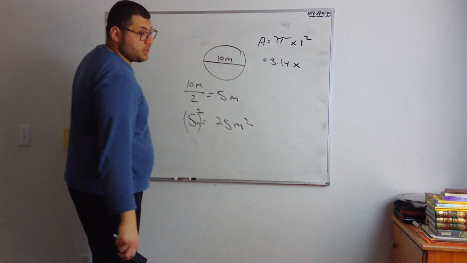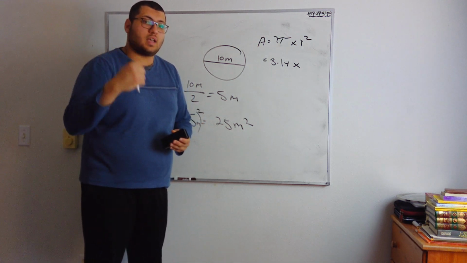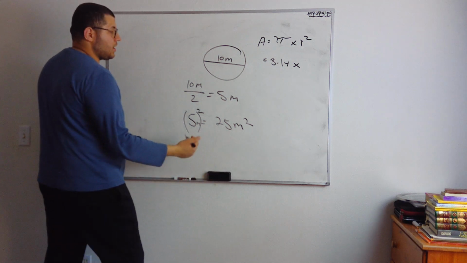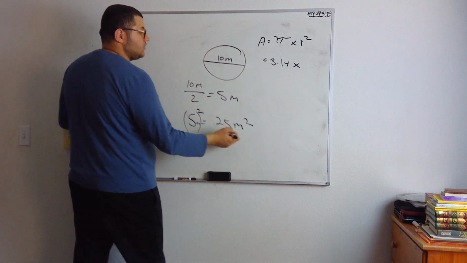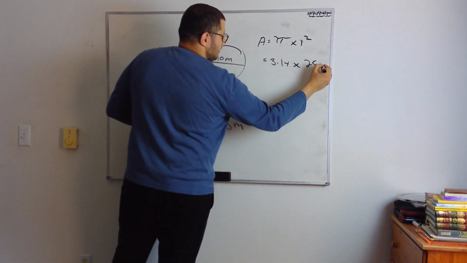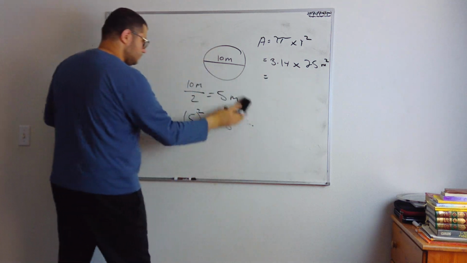Remember we said when you do area, the units of the area is always to the second power. It's always what? To the second power. And so this is going to be 25 meters squared. 5 meters squared is 25 meters squared. You take 3.14 times 25.